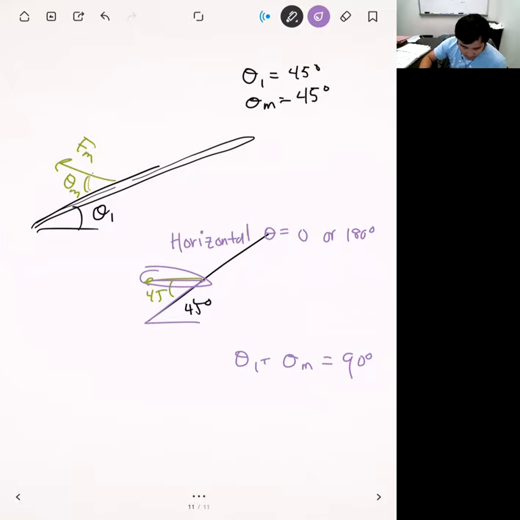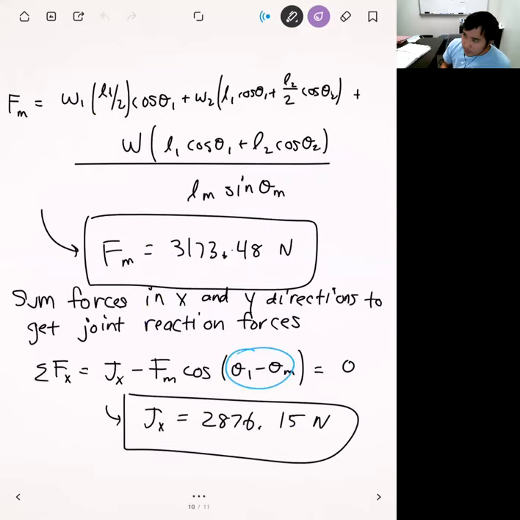And so with that being said, one correct way that you can do this is simply do theta 1 minus theta m. And so that's going to give us the right answer, because if we do 45 minus 45, then we end up with an overall theta of 0. So 45 minus 45 cancel out. And so that gives us a horizontal theta, which is what we wanted in the first place. And so that's how I settled on theta 1 minus theta m.